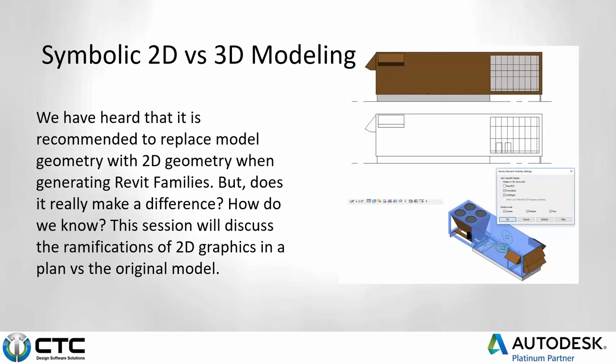So you have probably heard that it is important to create families with 2D representation of the geometry in plan or elevations. But does it really make a difference? How do we know this? In this session, we'll discuss the ramifications of 2D graphics in a plan versus an origin model.